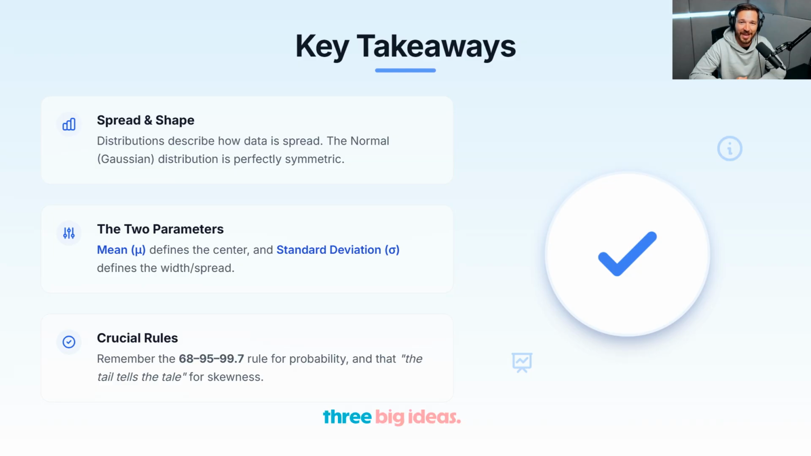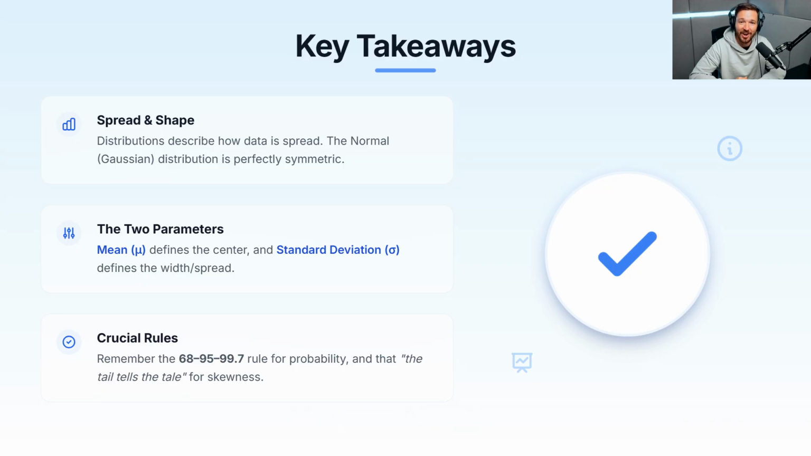Let's lock in the 3 big ideas. Spread and shape: distributions describe how data is spread. The normal Gaussian distribution is perfectly symmetric. When you see this bell shape, you know you're dealing with balanced, predictable behavior. The 2 parameters, mean defines the center and standard deviation defines the width, the spread. 2 numbers. That's it. They define the entire distribution.